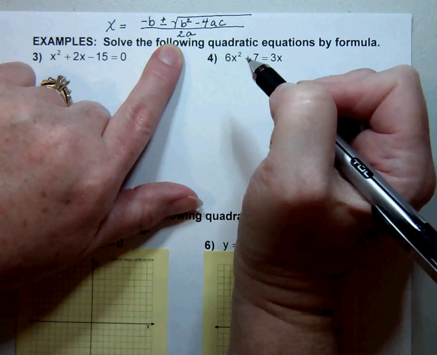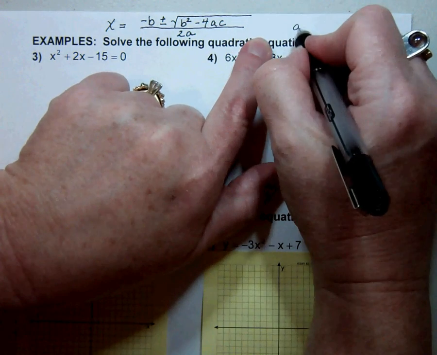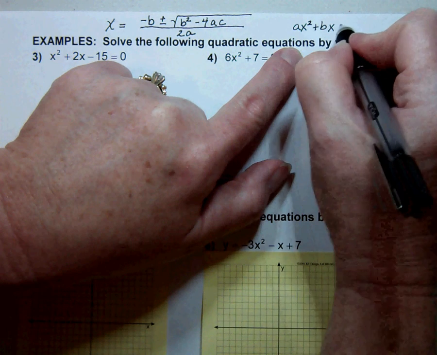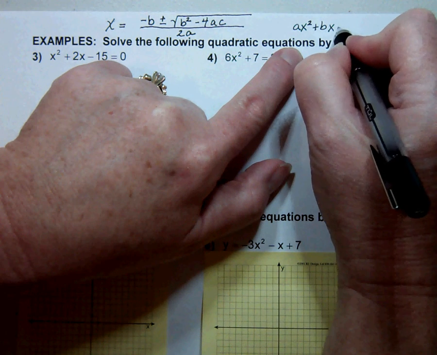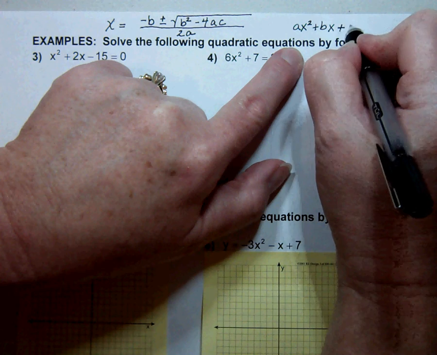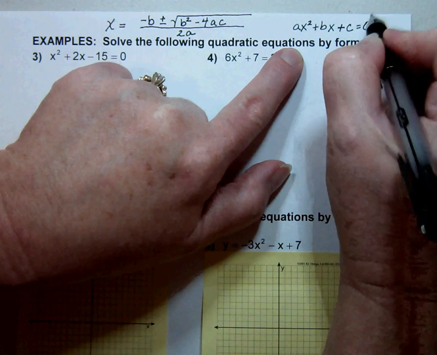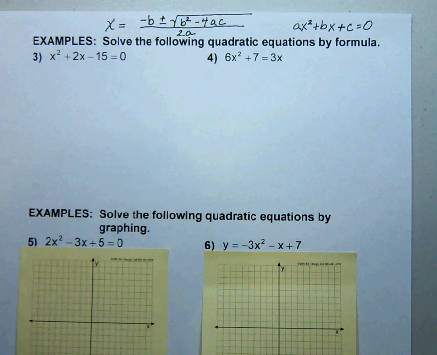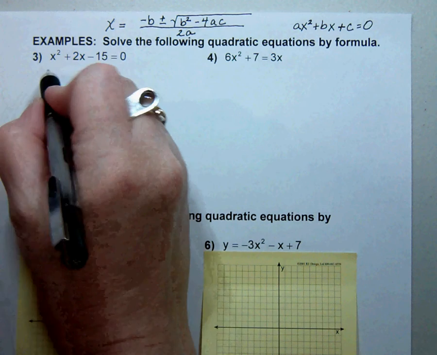I'm going to put that at the top. Now you do need to make sure you remember to put your quadratic in the standard form we talked about on page 1. So ax squared plus bx plus c equals 0. So when we get to number 4, we'll have to do that. If you look at number 3, it's already in standard form. So let's talk about this first.